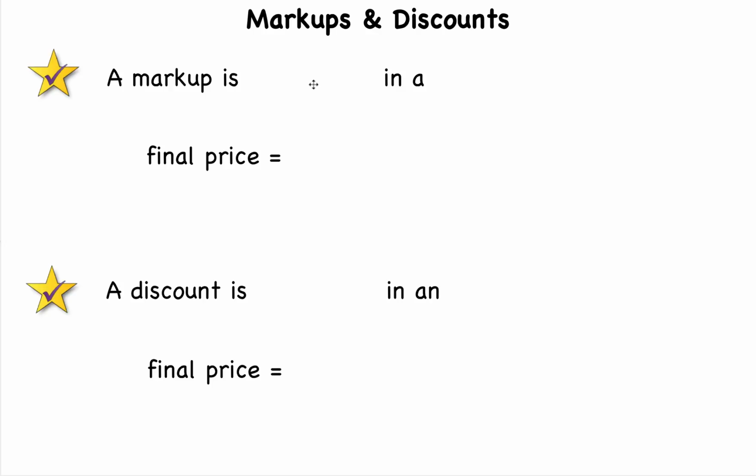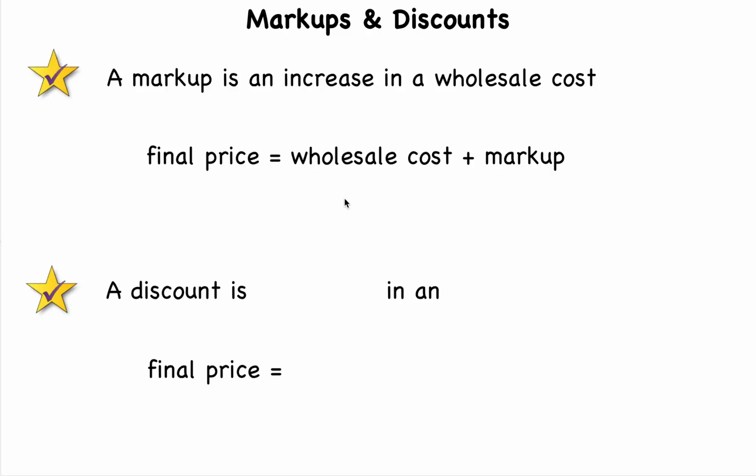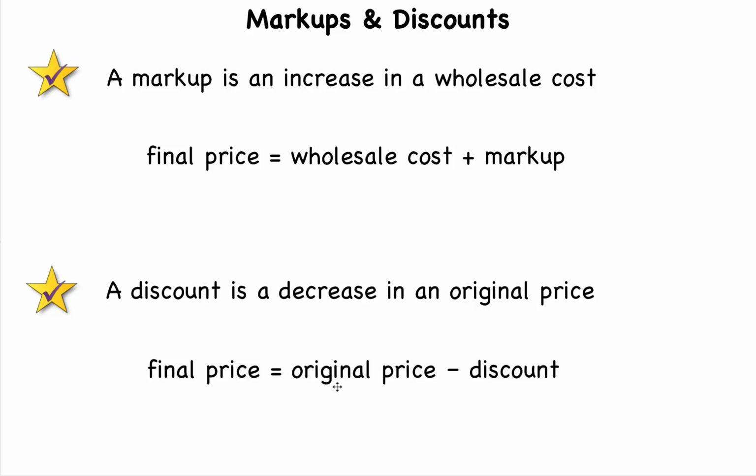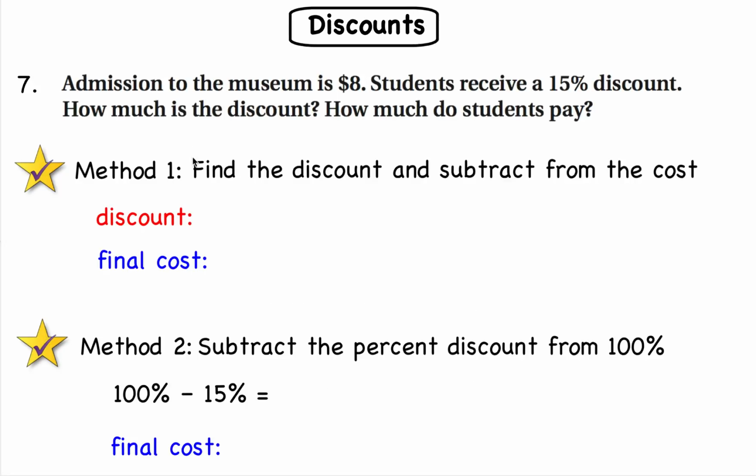Markups and discounts. A markup is an increase in a wholesale cost. So our final price is going to equal our original or our wholesale cost plus the markup, whereas a discount is a decrease in an original price. In a discount, the final price is the original price minus the discount. So let's take a look at some examples of those.